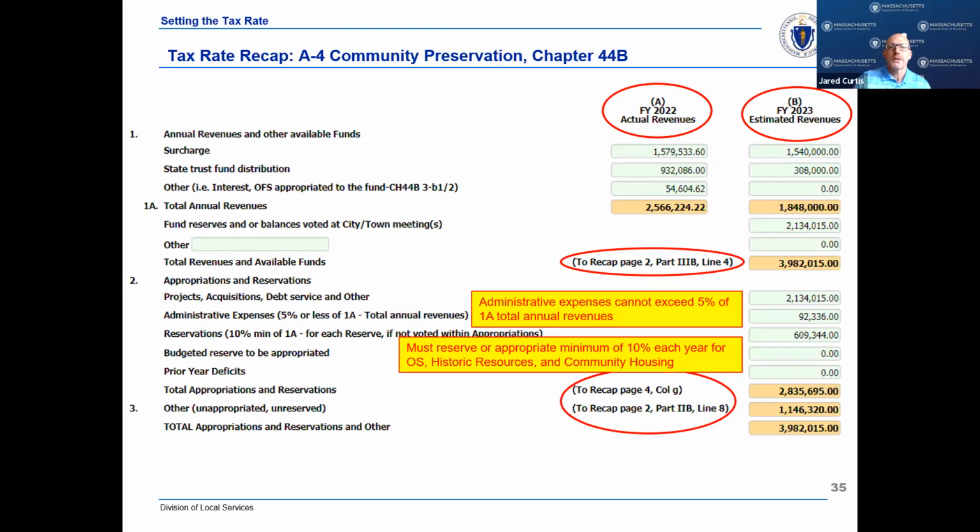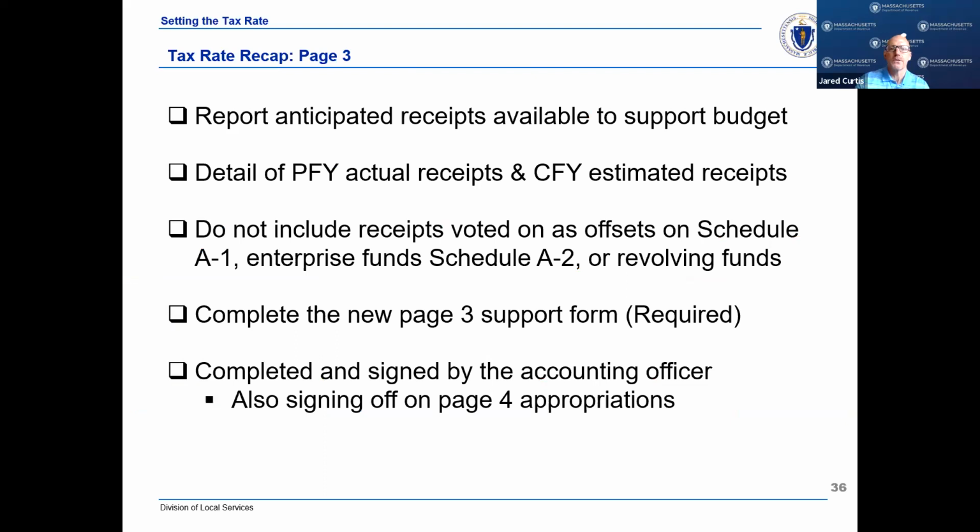Prior year community preservation fund deficits must be raised or provided for from community preservation funds. The total appropriations and reservations amount must tie to the tax rate recap, page 4, column G total. Community preservation funds cannot be used to reduce the tax levy. Next. And now I will turn it over to Tom Guilfoyle to discuss page 3 of the tax rate recap.